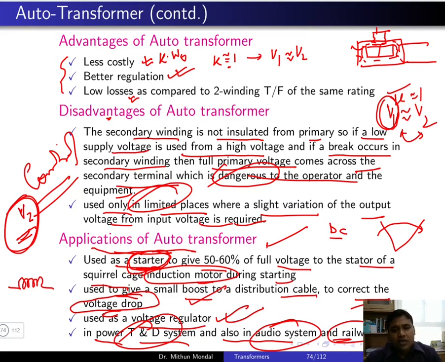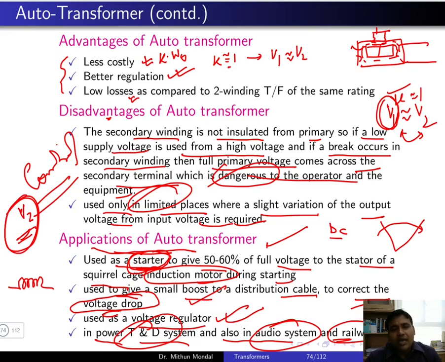So today's lecture topic, the discussion was primarily focused on the efficiency of the transformer, and efficiency was determined in terms of power output by power input. We discussed the condition of maximum efficiency, the current corresponding to maximum efficiency, and the loading at which maximum efficiency occurs. Then we discussed the concept of all-day efficiency. All-day efficiency requires you to find the energy of the output and the energy of the input in kilowatt hour for a particular day. We will not focus on the power, rather we will focus on the energy.